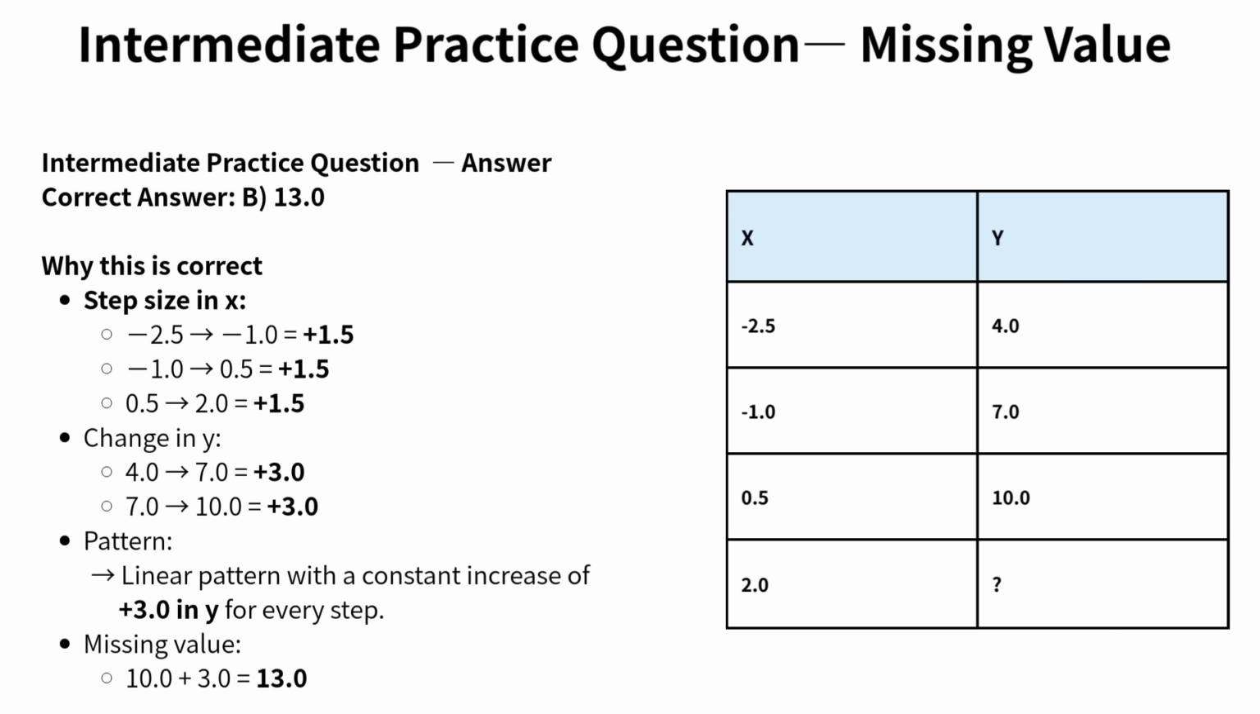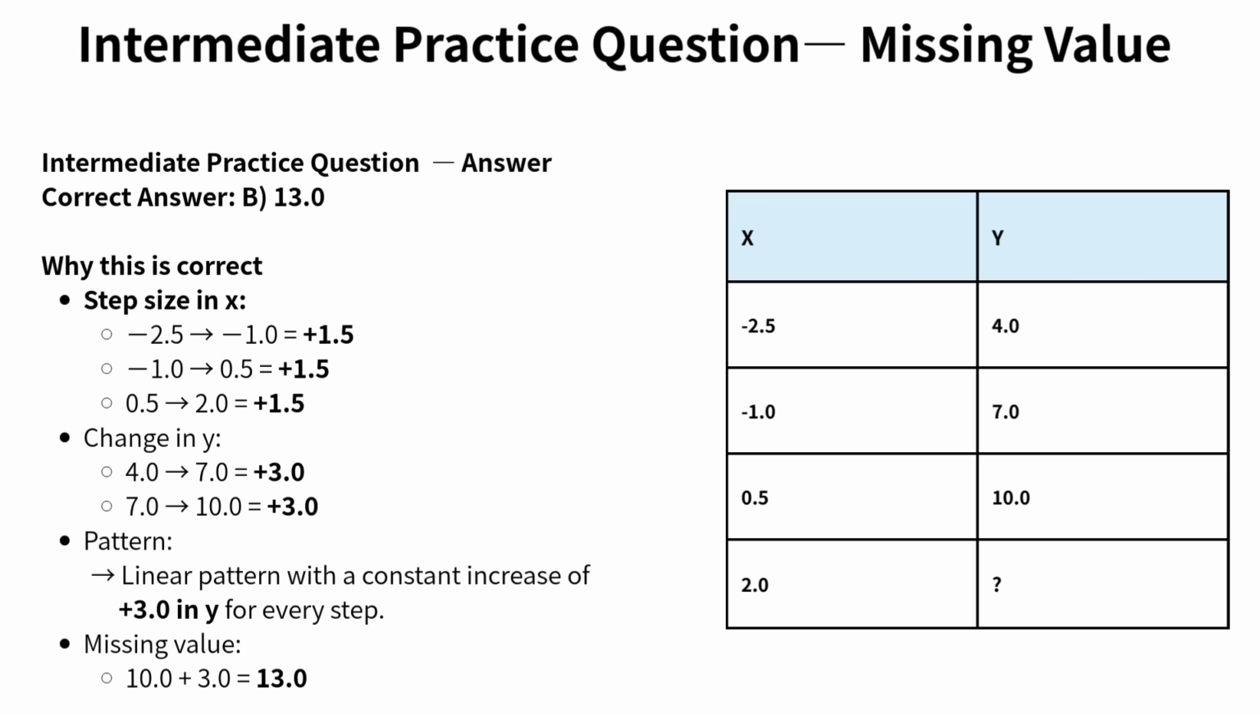Next, examine how the Y values change. 4 to 7 is plus 3, and 7 to 10 is also plus 3. This tells us that the relationship is linear, with a constant change of 3 in Y for every 1.5 increase in X. Since the pattern is consistent, we can extend it to find the missing value.